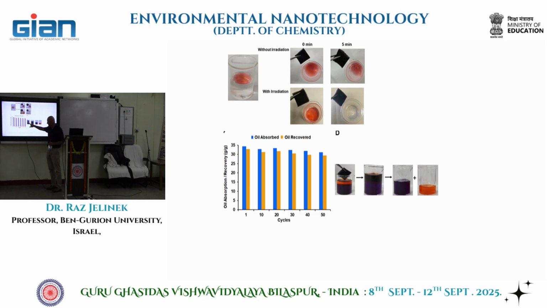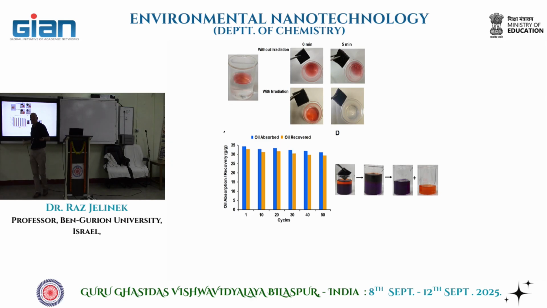This is water, and this is oil. Okay? We put the sponge in, we shine light, and then we can separate the water and the oil. We can actually do it many times, in many cycles. See, these 50 cycles, and what we can see here is this is the oil that was on the water, and this is the oil that we can take out with the sponge. You can see it's always almost identical.